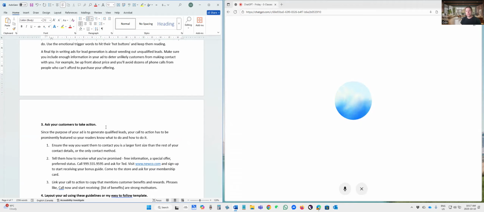Here we go. A final tip in writing ads for lead generation is about weeding out unqualified leads. Make sure you include enough information in your ad to deter unlikely customers from making contact with you. For example, be upfront about price and you'll avoid dozens of phone calls from people who can't afford to purchase your offering.